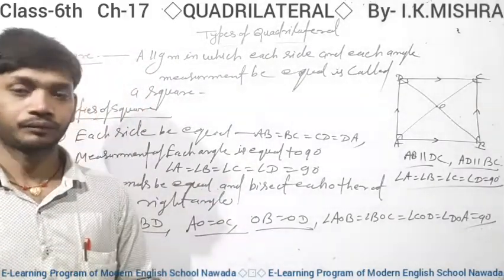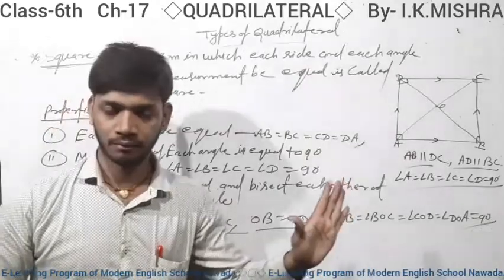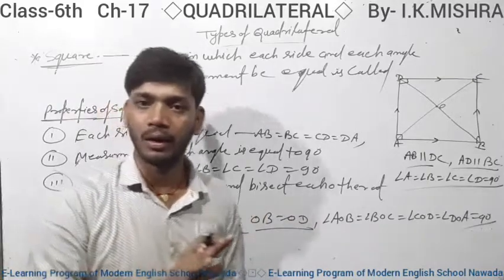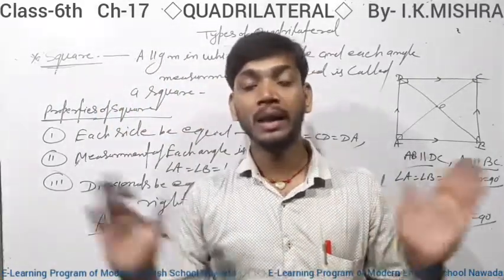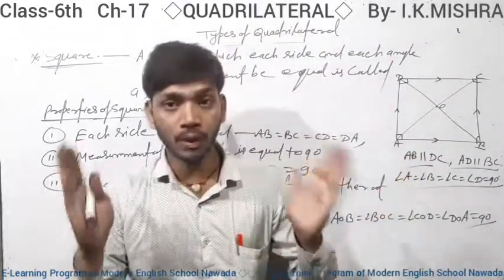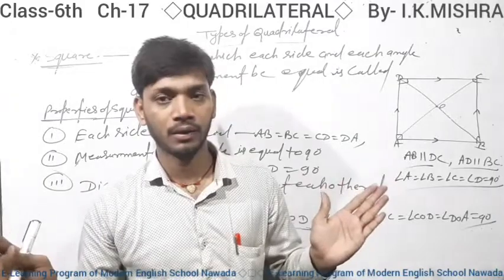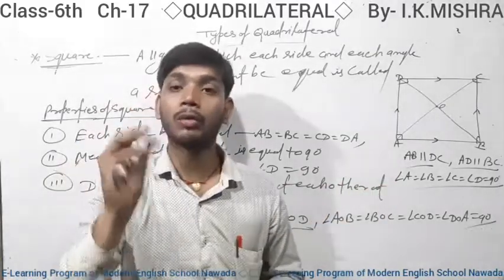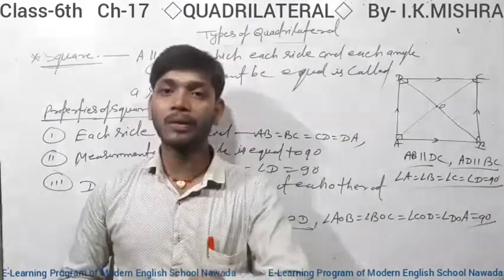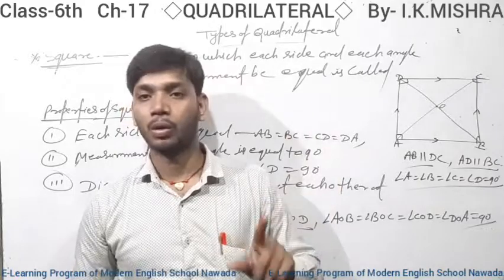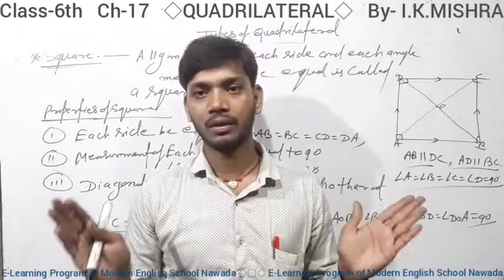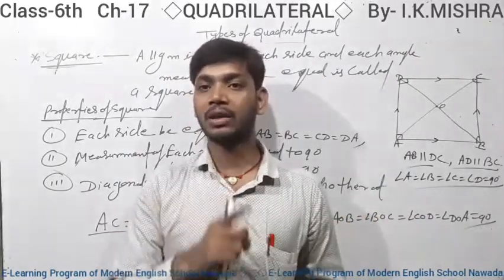So students, any square is also known as a rhombus, but all rhombuses are not said to be a square. Here the main thing: a square is called a rhombus, but a rhombus is not called a square. A square follows all of the properties of a rhombus. Clear students? But a rhombus does not follow all of the properties of a square. So a rhombus is not called a square, but a square is called a rhombus. Clear? Now proceed to the next type of quadrilateral.